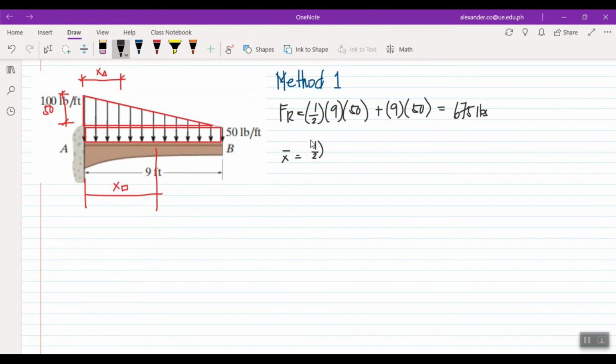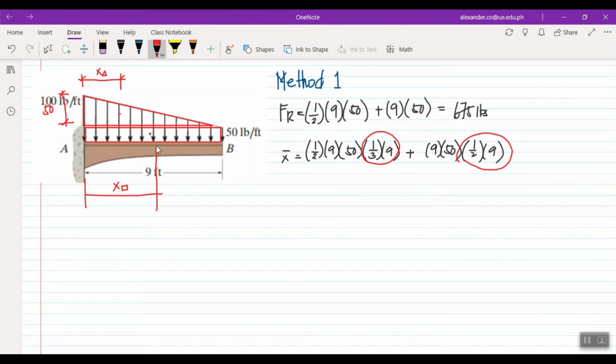It's 1/2 base times height times its centroid, the 1/3 of 9. Plus the area, like the derivative earlier, just reversed, times 1/2 of 9. Let me repeat: this first part is the centroid, 1/3 of 9. This other one is the centroid of the rectangle, 1/2 of 9, since the centroid of a rectangle is at the middle. Then we're not done yet: divided by the total area, which is 675. So that is bar X, in feet.